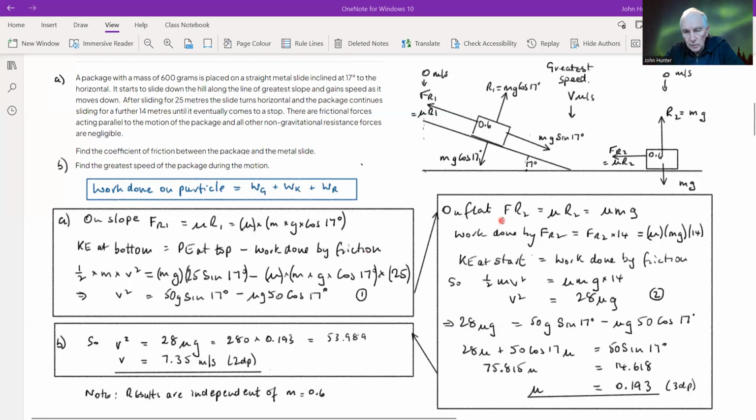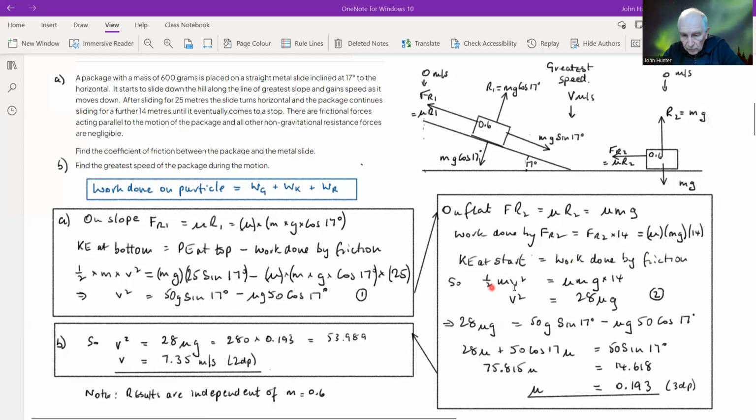When we look on the flat, we've got something very similar, really. The work done in this case by friction is going to be that force times the distance, and that is going to be mu times the reaction force times the distance. So in this case, the kinetic energy at the start is going to be, well, there won't be any kinetic energy at the end. It comes to rest. So I haven't marked that in, but I could have written that in. It's the kinetic energy when it comes to rest, but that's just 0. So the kinetic energy at the start is all used up, all dissipated because of the work done by friction. So that gives rise to this equation.